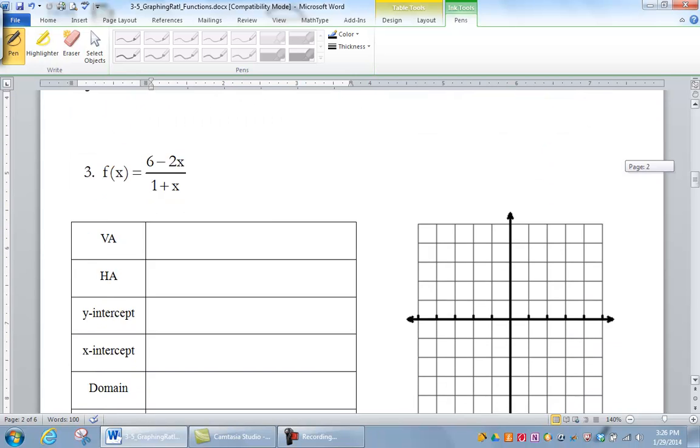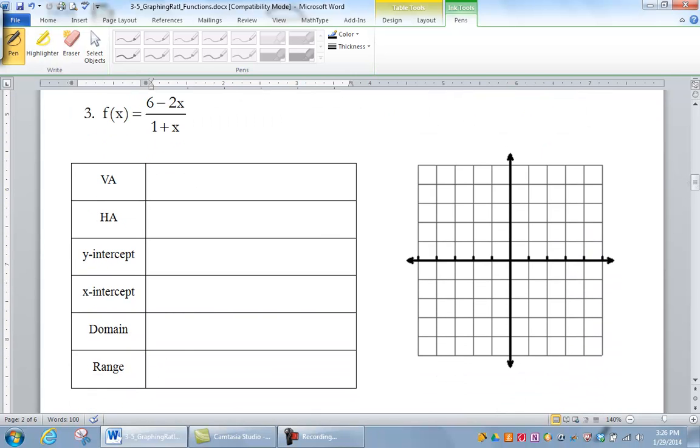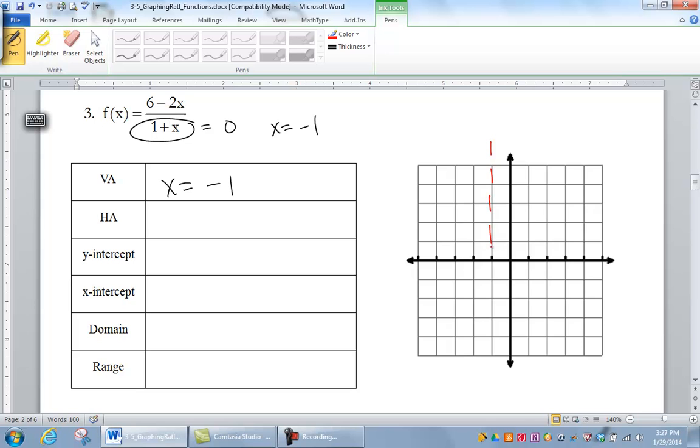Okay, last example we'll do for today is number 3. If you want to pause the video and actually give this one a try yourself and then check the answers, that would be an awesome idea. But I'll continue explaining if you choose to just listen and follow along with me. Okay, vertical asymptote again comes from setting the denominator equal to 0. That is step 1. So we end up with x equals negative 1. And I'm going to put that on my graph immediately, a dotted line going through x equals negative 1.